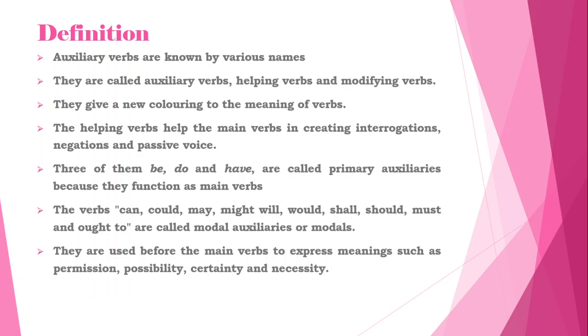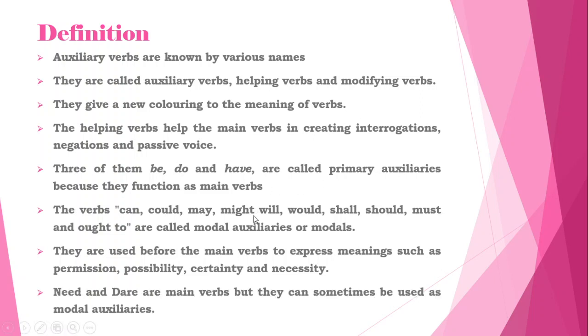Then it could show certainty. For example, I will do it. It shows certainty, right? Then it shows necessity. It shows necessity when you say should. I should or I shall. When you say that, it shows necessity. So that is all about modal auxiliaries.